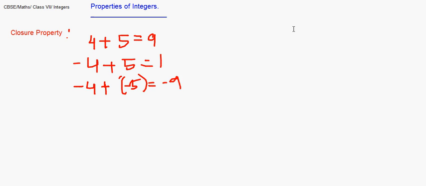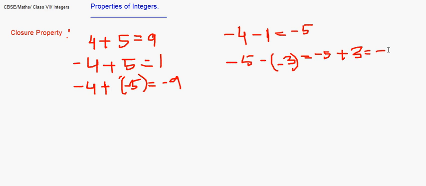Let's see under subtraction what happens. If I subtract 1 from -4, my answer becomes -5. Now if I subtract -3 from -5, that will give me an answer of -2. Or if I simply subtract -2 from a positive, I'm getting a 3, which is again an integer.